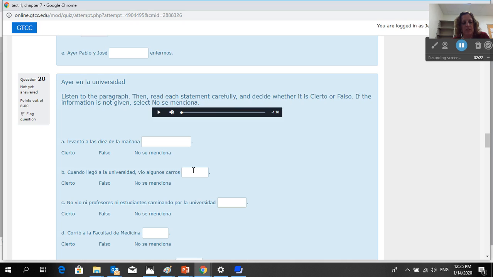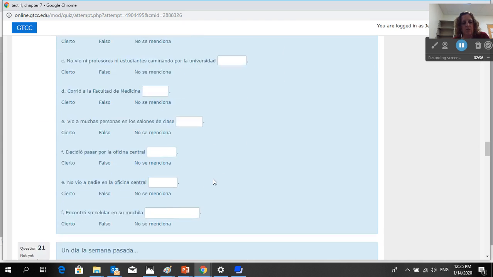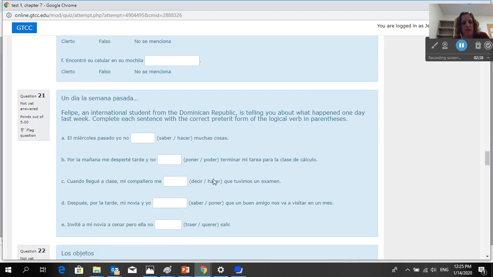Here it says, ayer en la universidad. Listen to the paragraph, then read the statement carefully and decide whether it is cierto or falso. So you'll read the statements below after listening to this recording. Decide whether the statements are true or false. If they're not mentioned, then write no se menciona.